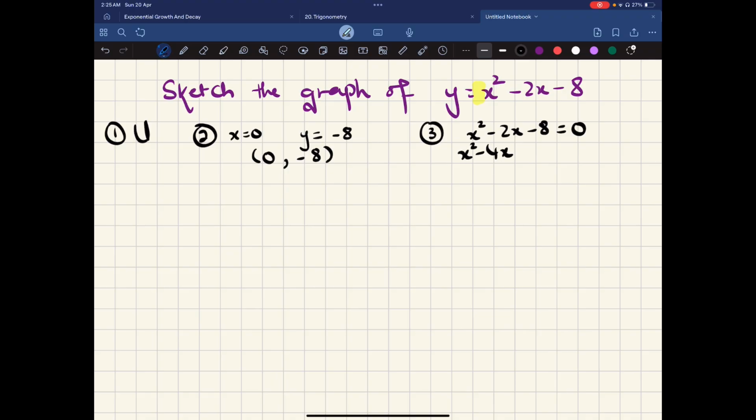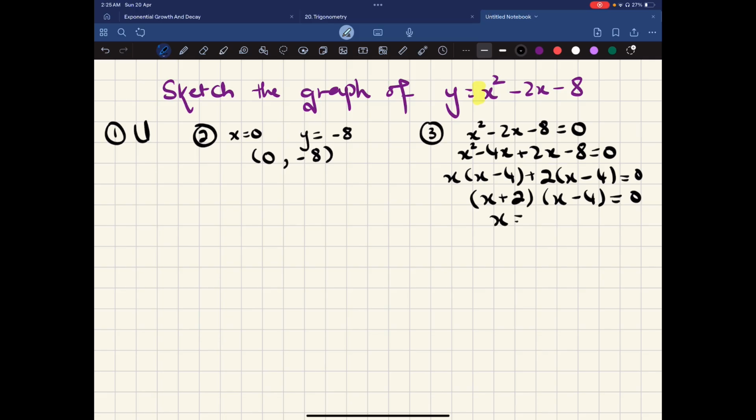x squared minus 2x minus 8 is equal to 0. I hope all of us are extremely comfortable with middle term breaking and we have no problems in applying it. So x is equal to negative 2 or 4. So what are the 2 points on our graph? Negative 2, 0 and 4, 0.